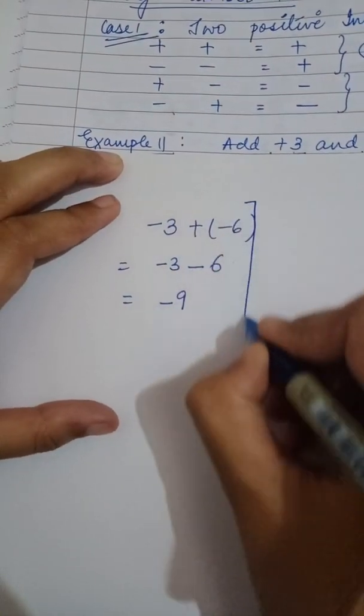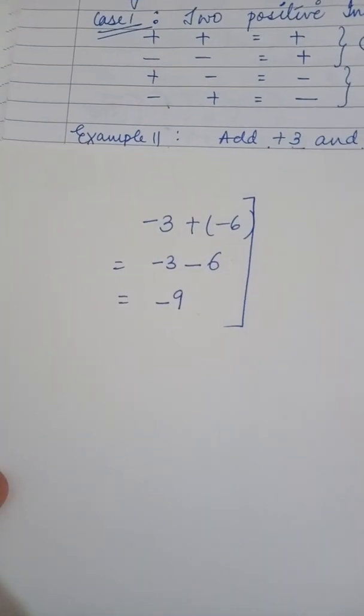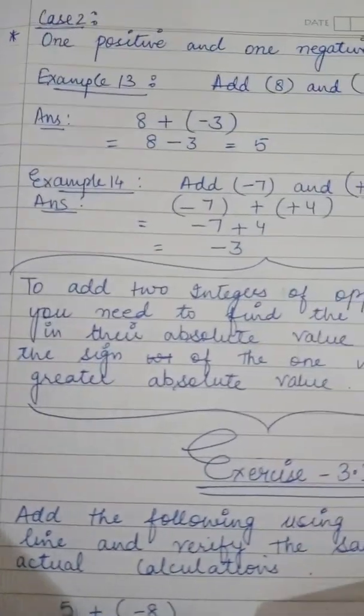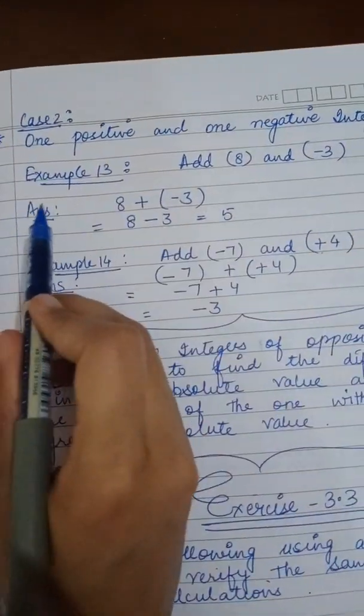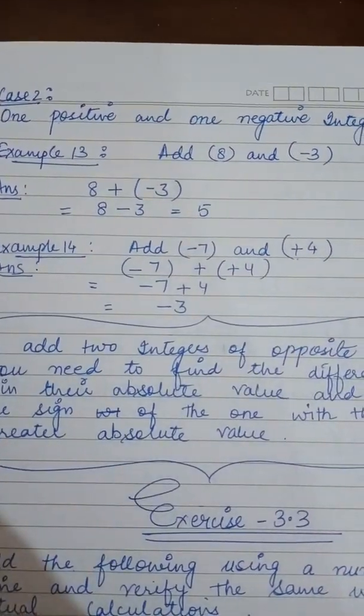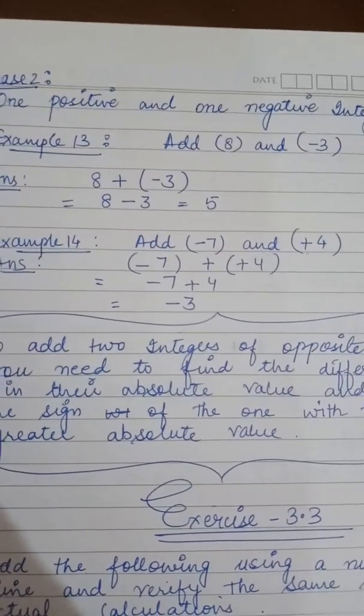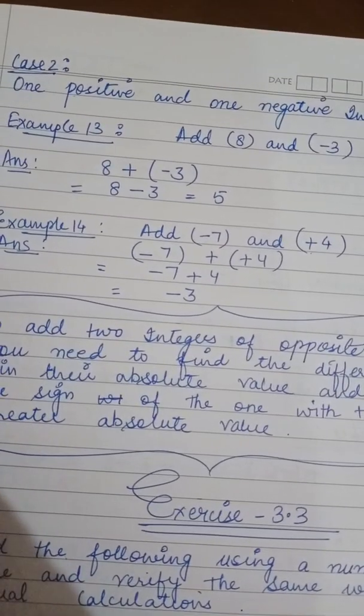This is the new concept for you. That's why I'm taking long time for explanation of this topic. Okay. Now let's move to case 2. One is the positive and other is the negative integer. Example 13. Add 8 and minus 3. Now in this you are going to add.